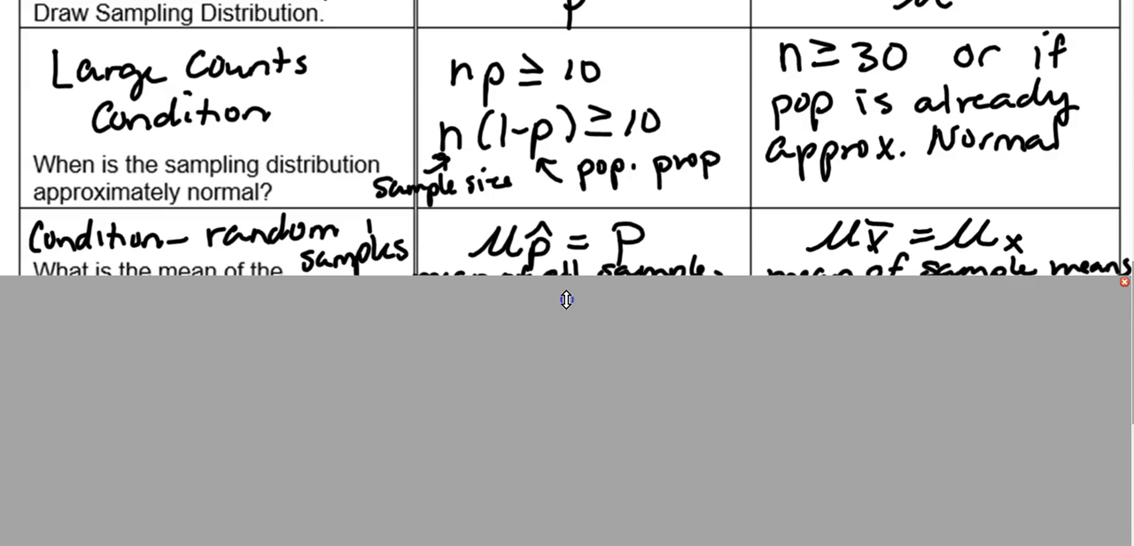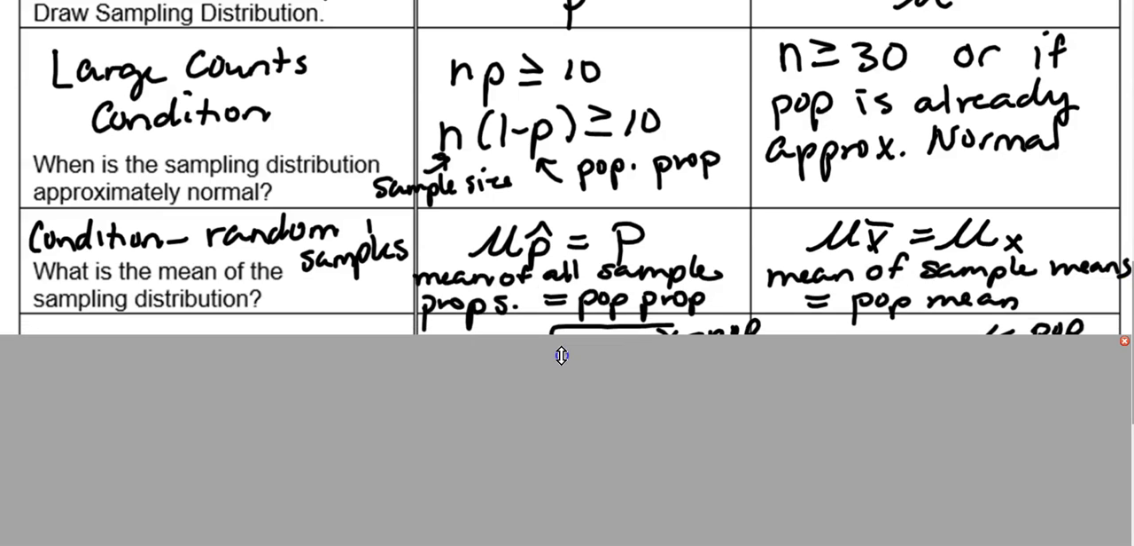What about the mean of our sampling distribution? Well, we know the mean of all of my sample proportions, all of my p hats, will equal the population proportion. And the mean of all of my sample means will equal the population mean, as long as I've taken random samples in order to obtain those p hats or those x bars. If the p hat or the x bar comes from a simple random sample, then this condition is satisfied.